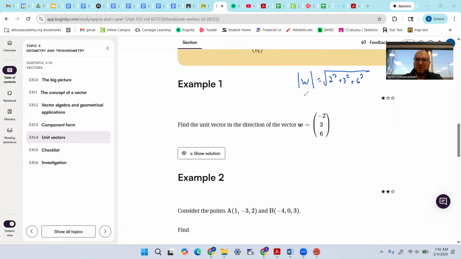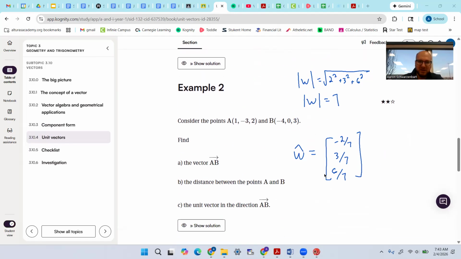36 plus 9 is, oh, that's 7. That's such a nice number. Wasn't expecting that. So that's 45 plus 4 is 49. Square root of 49 is 7. And so my unit vector, I prefer them distributed through. So I just take each one over 7. So that's example one.